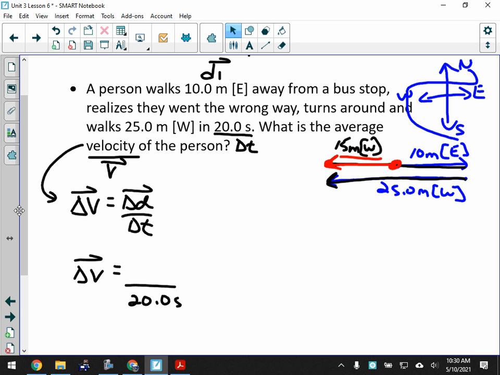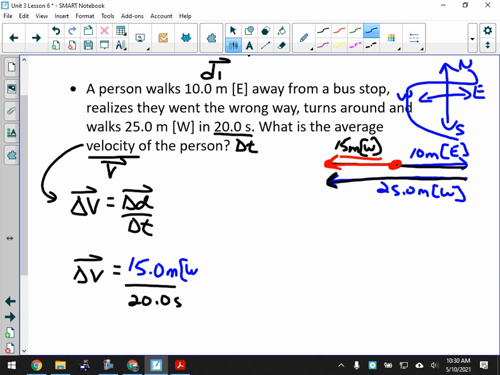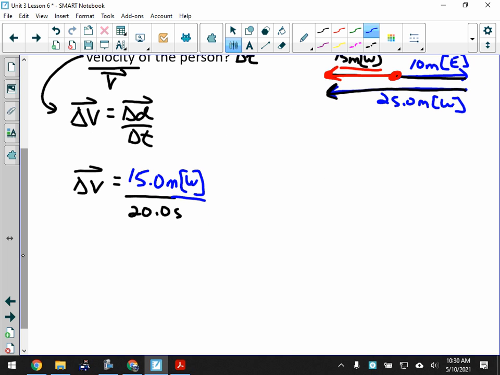So that's our actual displacement. Okay. So that's what's going to go here. Now notice, it's actually 15.0 meters in the west direction. Okay. And of course, look, this is a vector. Velocity is a vector. It includes an amount and a direction, yes?